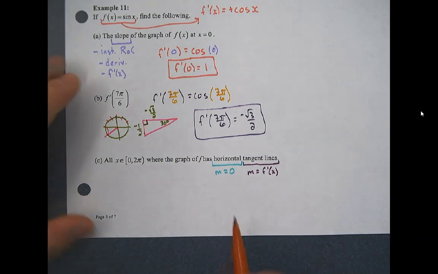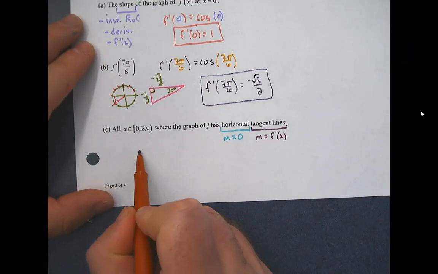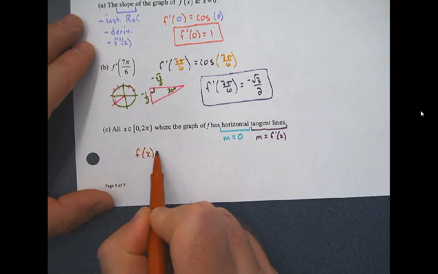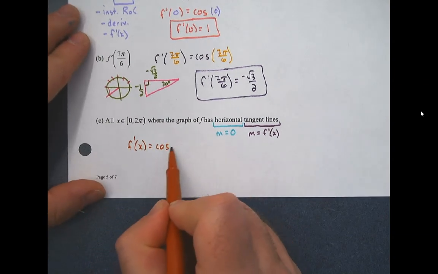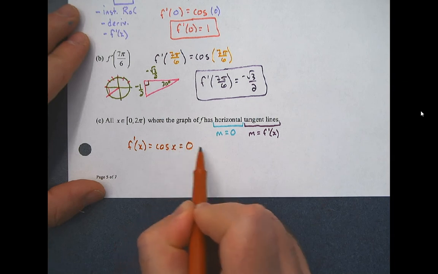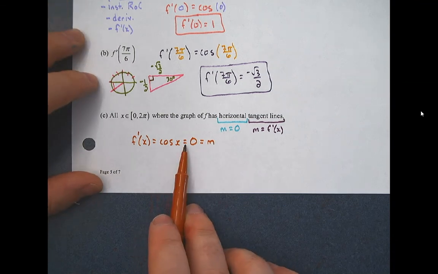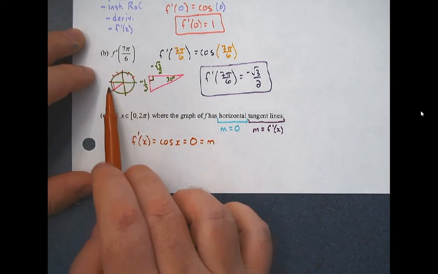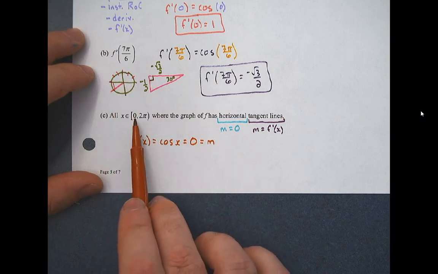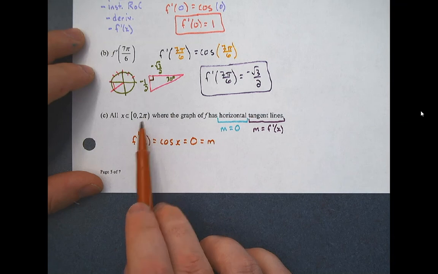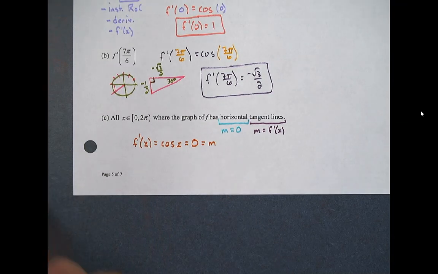That's not too tough. F prime we figured out already was cosine. So f prime of x equals cosine of x, which equals 0, which equals my slope. Now I would start to solve this, and yet again, I'd need to have my unit circle. So as I am on my unit circle, where are the places where cosine is 0? Now what's nice is we only have to go between 0 and 2 pi. We don't have to look forever. So where are the places in our unit circle where cosine is 0? I'll let you finish this.